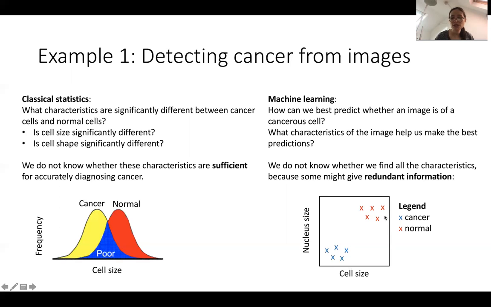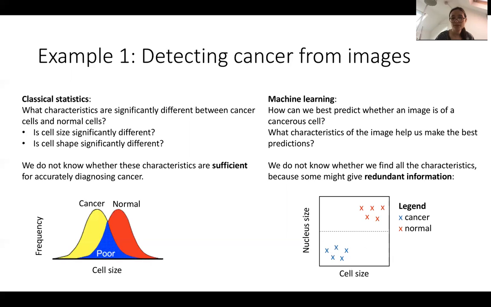So you can imagine coming up with a model that exclusively uses nucleus size to distinguish between cancer cells and normal cells. Basically, you'd input the nucleus size, and if it's above this threshold, you label it as a normal cell, and if it's below this threshold, you'll label it as a cancer cell. And this model would be 100% accurate.